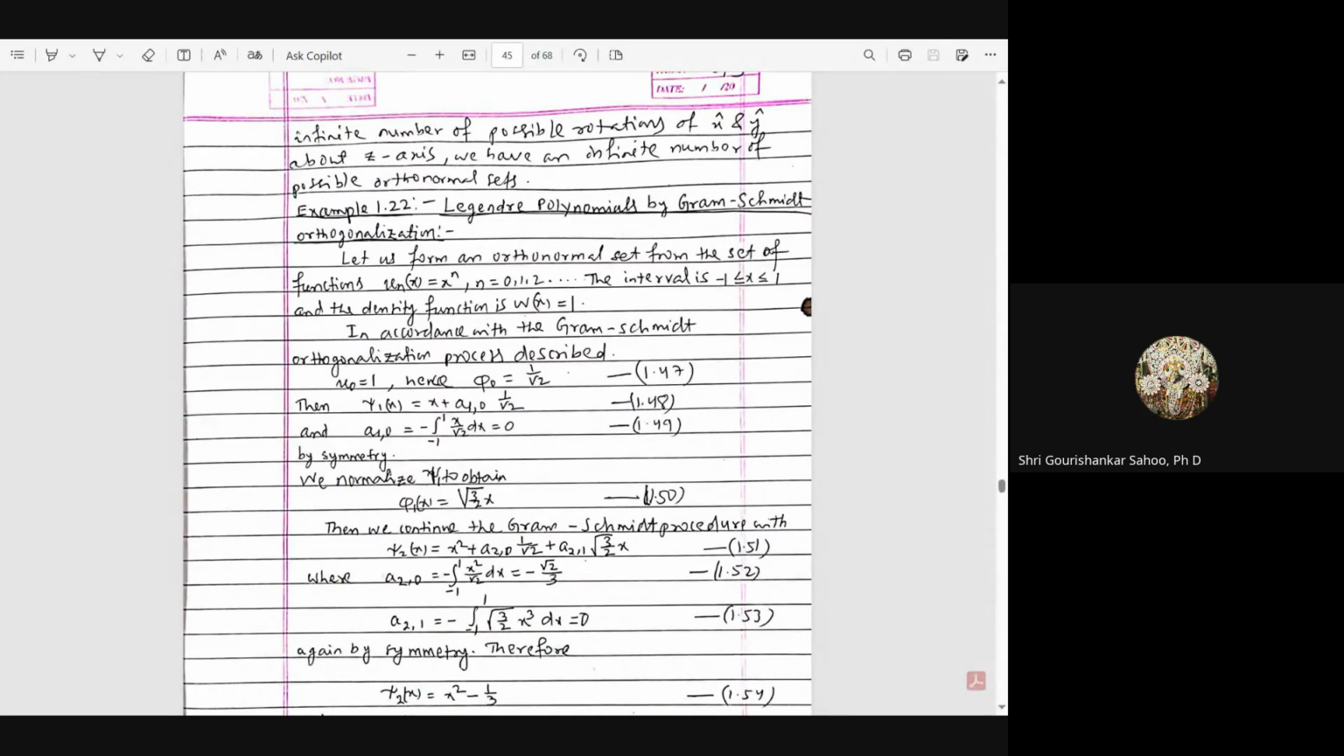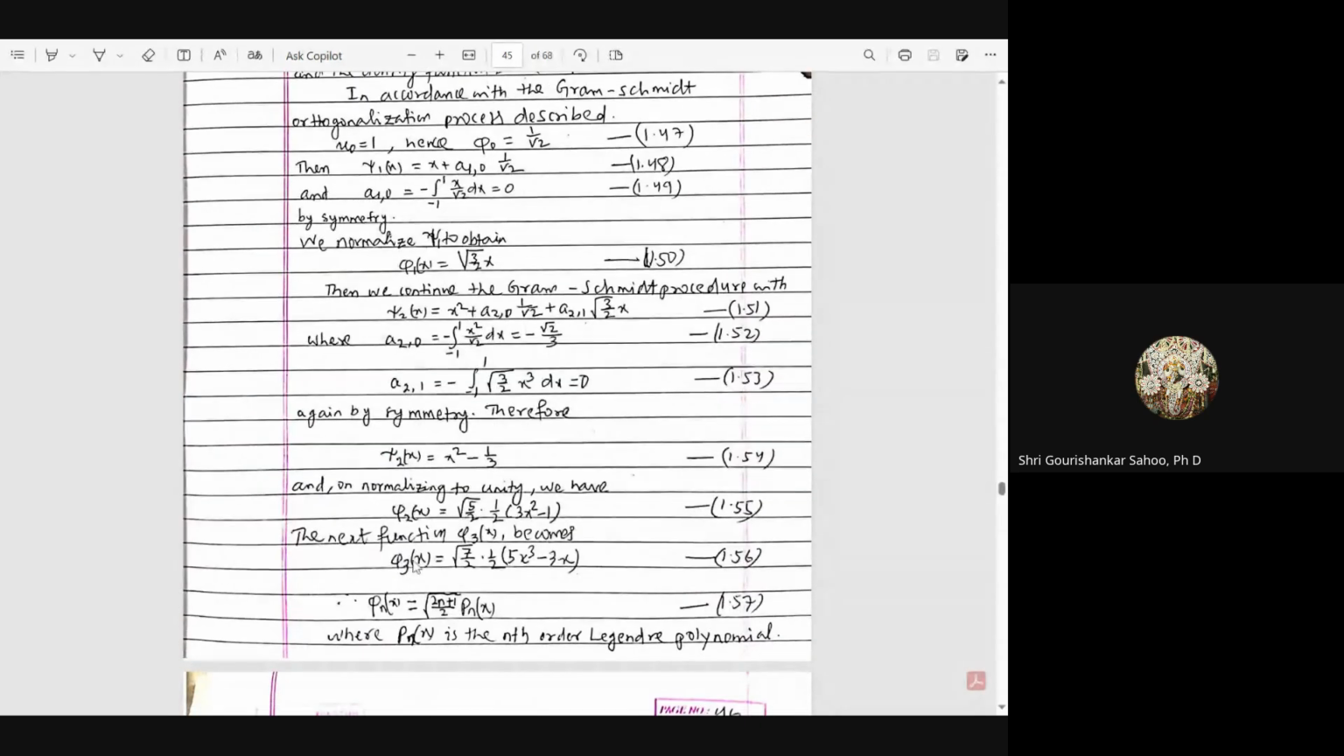So your u_n is equal to x to the power n, where n is equal to 0, 1, 2, and the interval is minus 1 smaller or equal to x smaller or equal to 1. So your weight function omega is equal to 1. By Gram-Schmidt orthogonalization, your u0 is equal to 1, phi 0 is equal to 1 by root 2, and psi 1 is equal to x plus a10 multiplied by 1 by root 2, where a10 is equal to minus the integration from minus 1 to 1 of x by root 2 dx, which is equal to 0. So by symmetry, psi 1 is normalized to obtain phi 1 equal to root over 3 by 2 x.